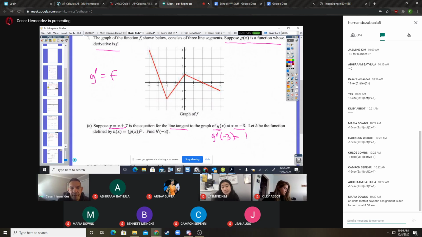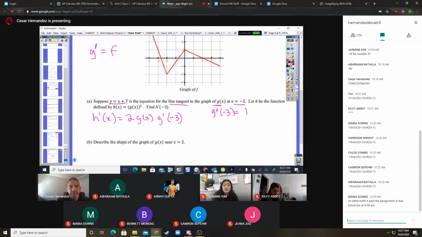Okay, so now it's asking what's h prime of -3. So I have to do the chain rule. We did one similar to this earlier. So you take the derivative of the outside, keep the inside, and multiply by the derivative of the inside. So G prime of -3, I know that is 1.